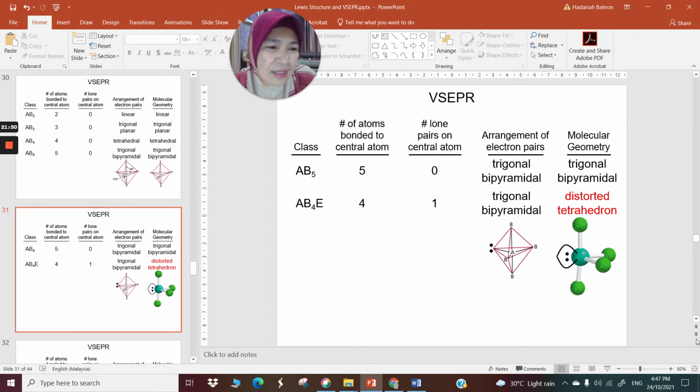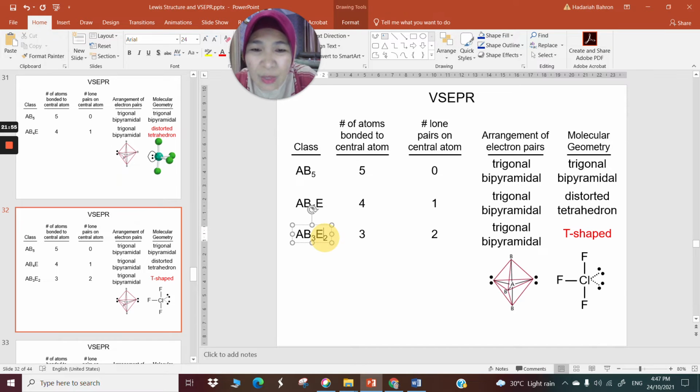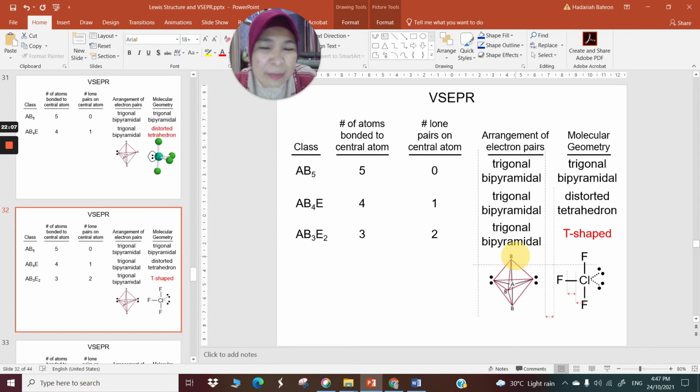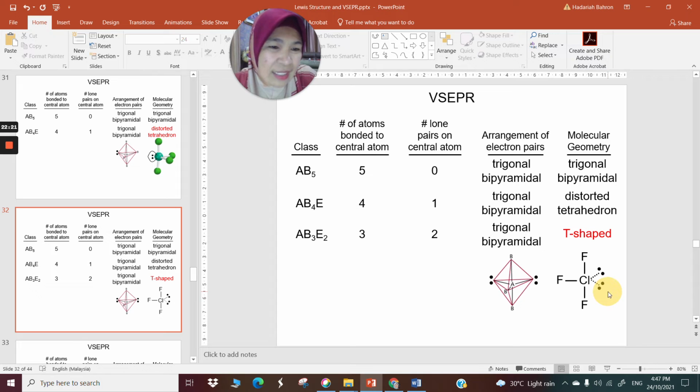Next situation is when you have not only one lone pair, but you have 2 lone pairs. So it's AB3E2: 3 bonding pairs, 2 lone pairs. You still get the trigonal bipyramidal electron arrangement, but the shape that you get is a T shape because 2 of these lone pairs of electrons are invisible. All that you can see is a T shape. So you can see a T shape down that way.